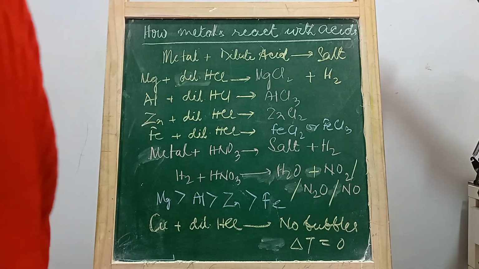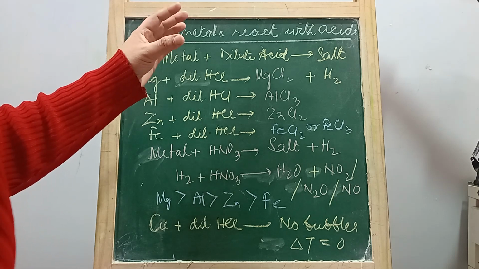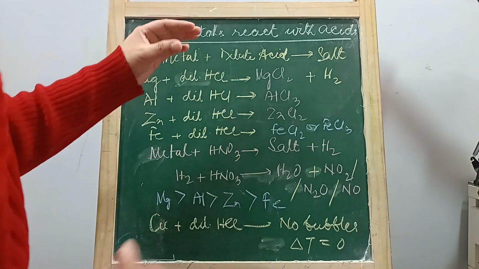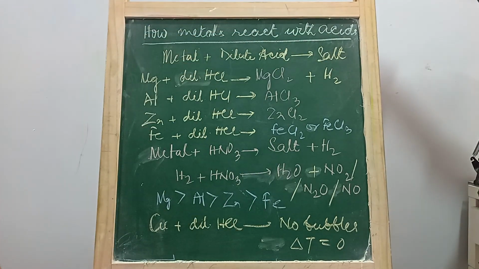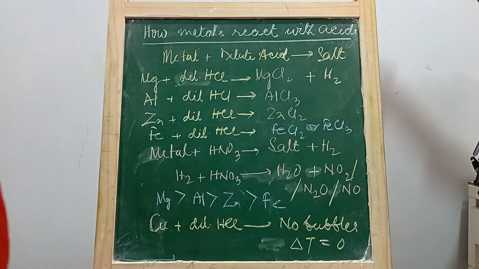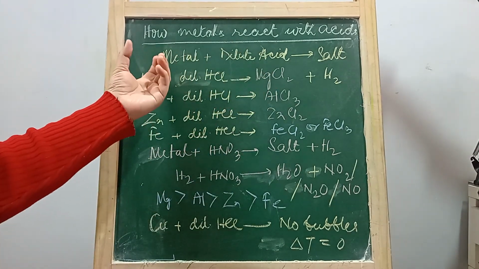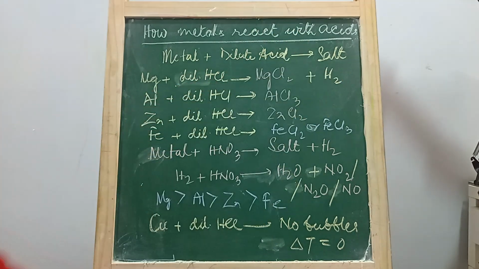Okay, let's try to understand how metals behave when they come in contact with acids, or how metals react with acids. So what is an acid? The definition is that an acid is something which can react with a base to form salt and water. That is the basic definition that we have learned.